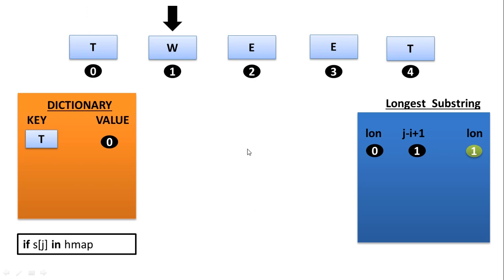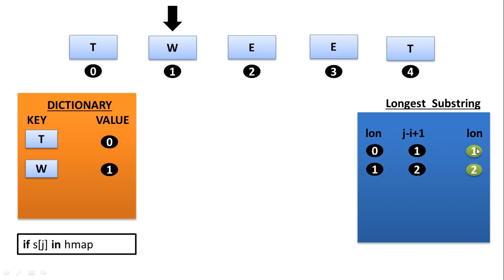Now we move on to the next iteration, and once again we check if the element w is present in our dictionary, and we find that w is not present in the dictionary. So we go ahead and feed the value w in our dictionary such that w is the key and 1 is its value. Now our next operation is to check what is the maximum value when we compare the variable ln and the computation of j minus I plus 1. So let's go ahead and do that.